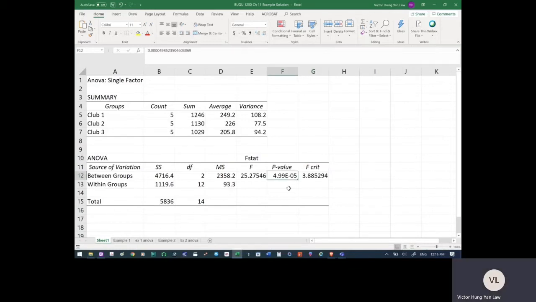The second thing you need to know is that sometimes the p-value is given to you in a weird notation. This is scientific notation.